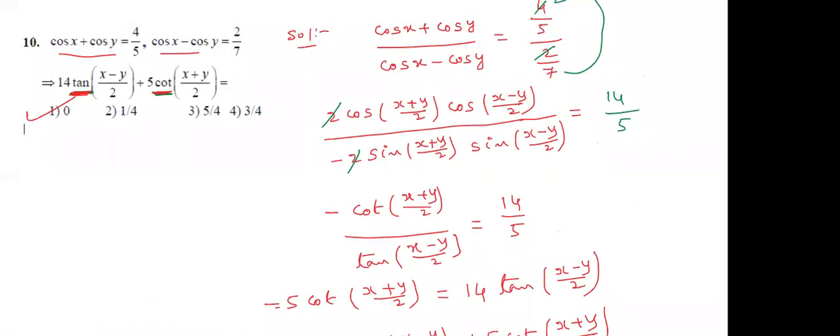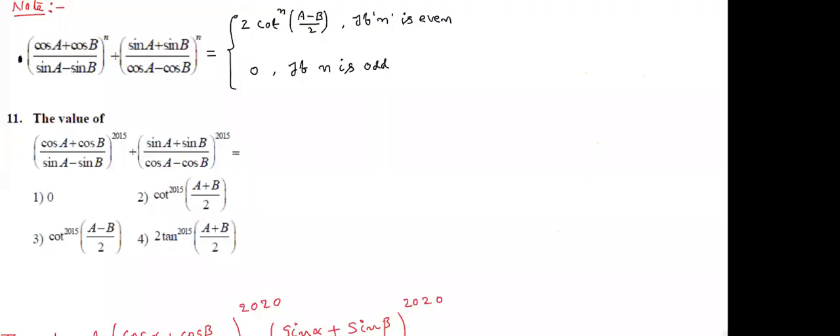The first option is correct. Please copy the formula. If you want to prove it, I will explain, but the answer is very easy. If n is even, the answer is 2 cot power n of (a minus b) by 2. If n is odd, the answer is 0. See the 11th question. The power, what is there? 2015. 2015 means odd or not? So the answer is 0.